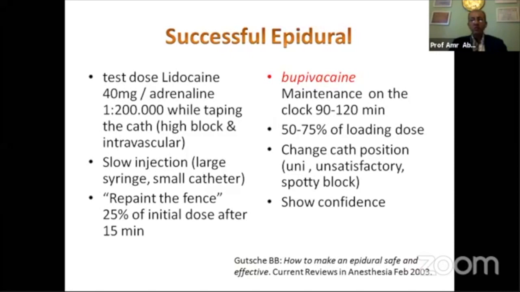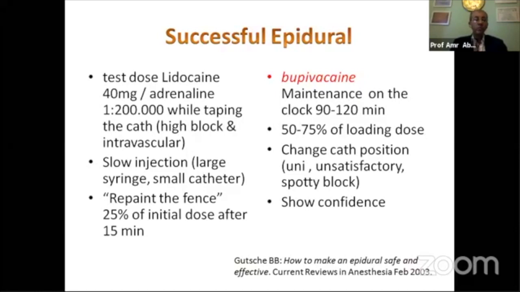These guidelines were mentioned a very long time ago and are still mentioned in the ASA guidelines till the time being. Do a test dose of lidocaine in the form of 40 milligrams with adrenaline while taping the catheter, and wait for any signs of block or any signs of intravascular problems. Do a slow injection. Use a large syringe with a small catheter.